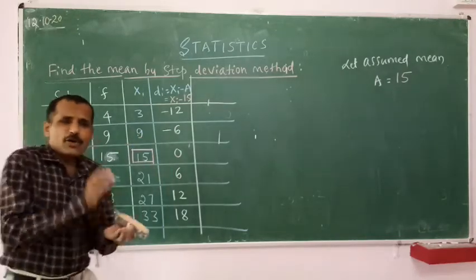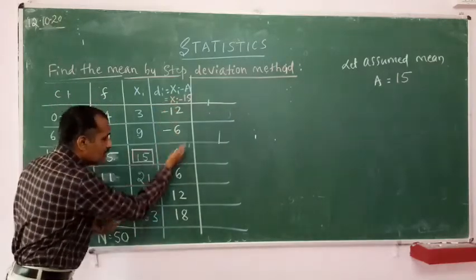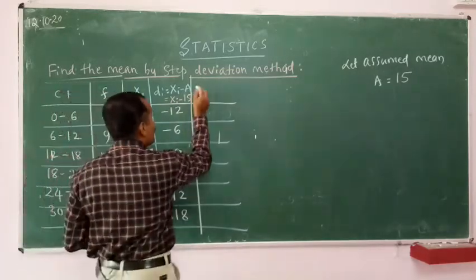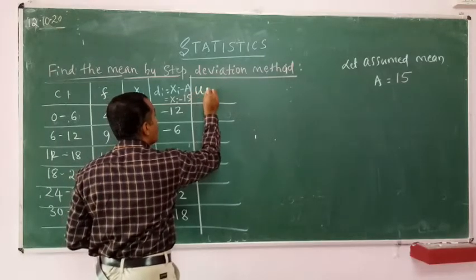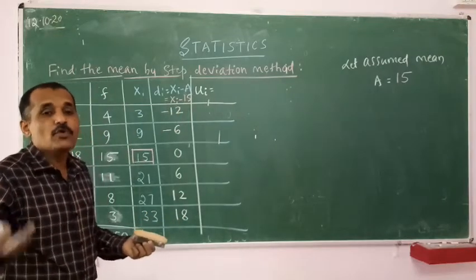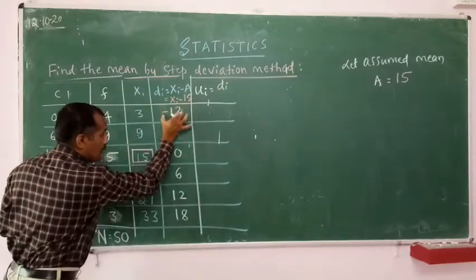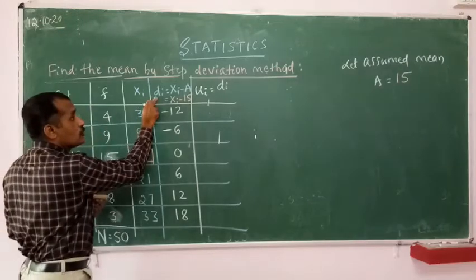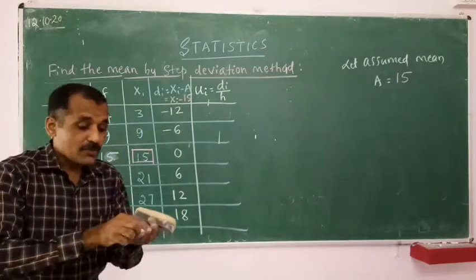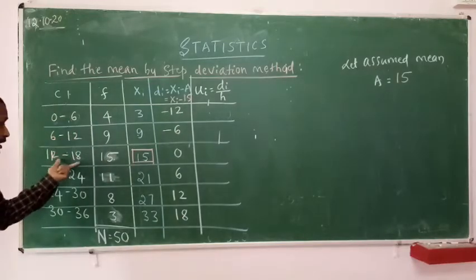In order to reduce the calculation, to simplify our calculation, I will divide these numbers by 6, and I will write it like this. I will call it UI. It is just notation; you can call it PI or MI, no difference. What is UI? UI means DI divided by H. See my dear children, what is H? H is a number with which we can divide these numbers, or I can say H is the size of the class.